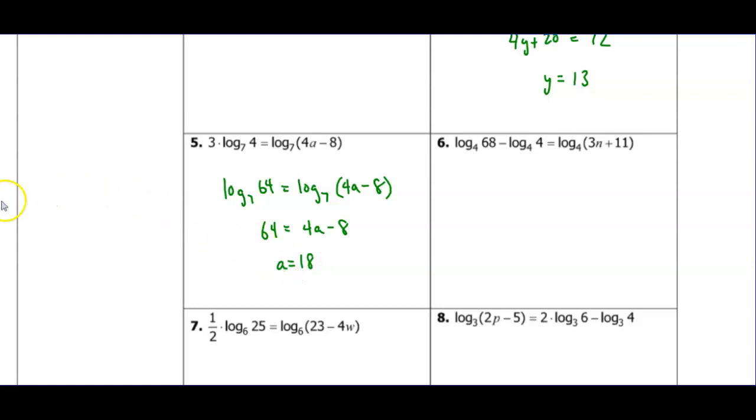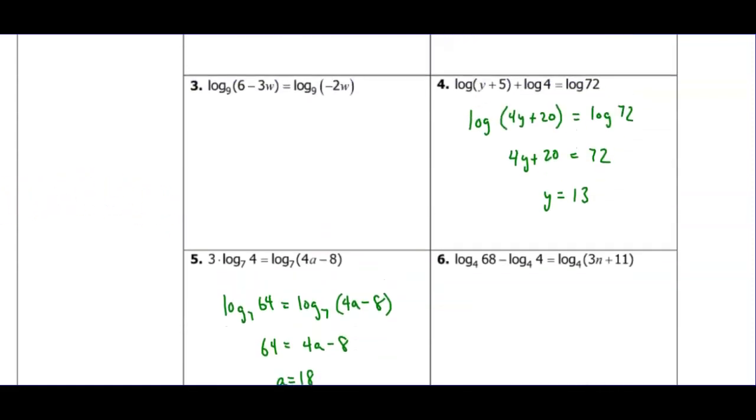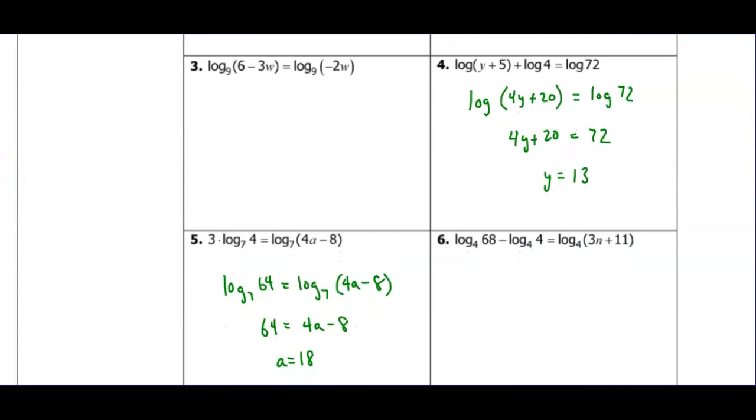I just want to backtrack for a second, back up to number 3, to show you an example of where we might run into a no solution situation. So I have a log on both sides, so I can just go right ahead with 6 minus 3w equals negative 2w. If I add 3w to both sides, I get 1w equals 6, so w equals 6. But if I take that 6 and insert it into either one of these logs, I'm going to end up with a log of a negative.